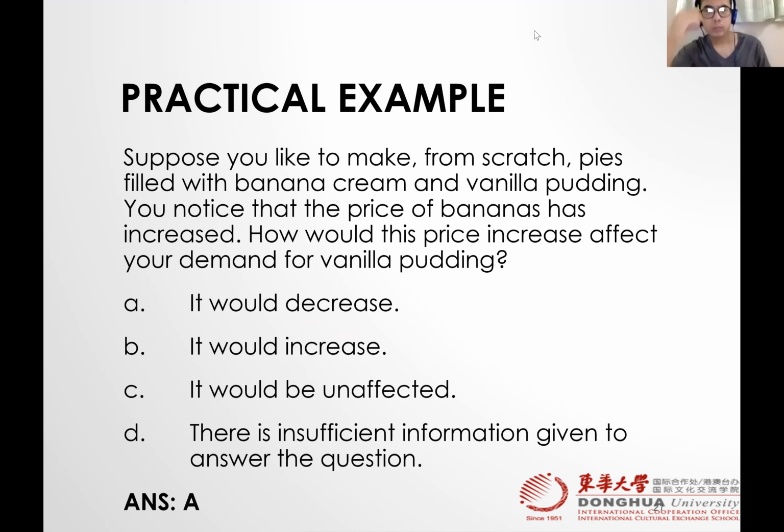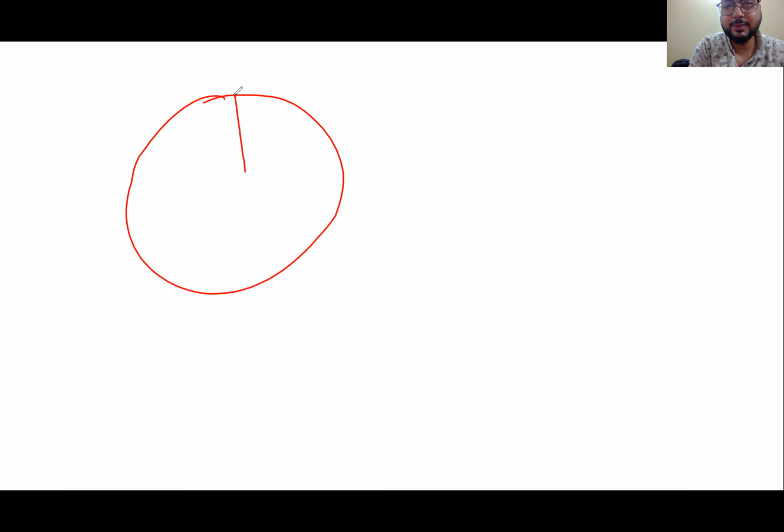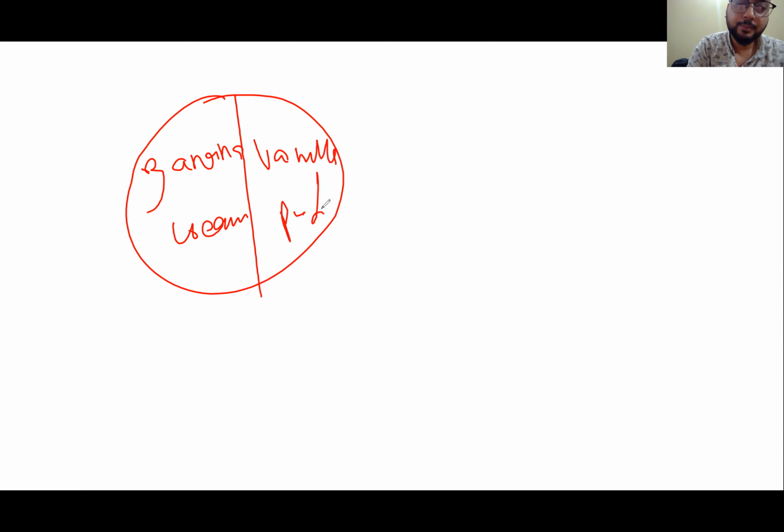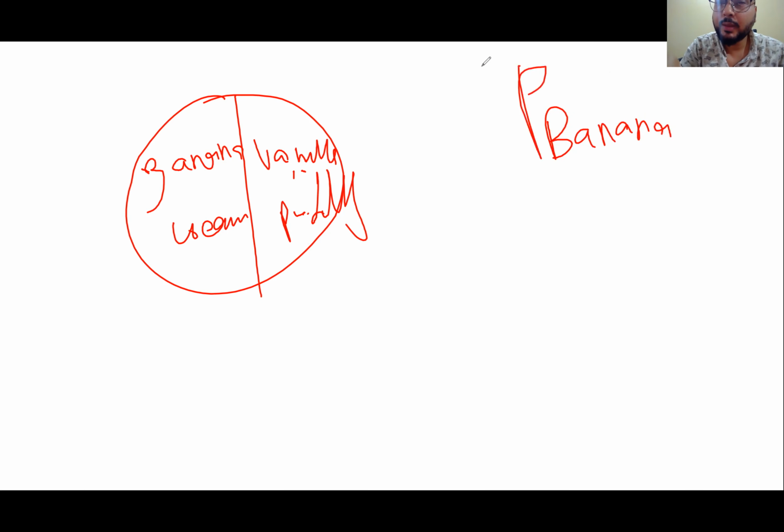Now, how decrease? Let's talk about this. Paranan, be very attentive, right? Let's talk about the answer here. So we are making pies, consisting of banana cream and vanilla pudding, right? So the price of banana increased.